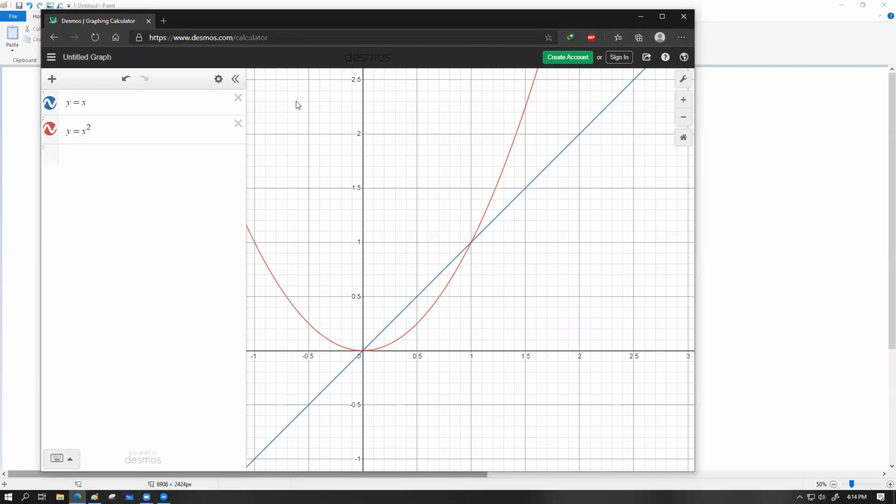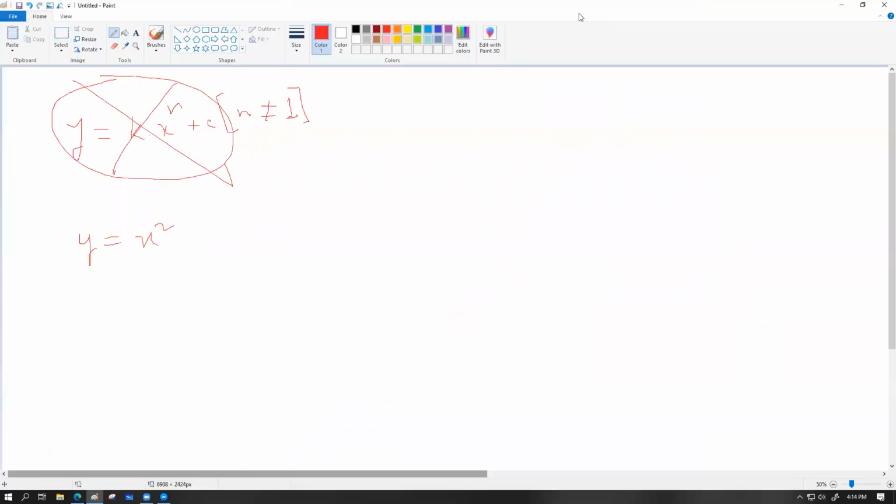So think about it. I'm going to write some values over here. Let's say x equals 0.1, then what should be the value of y? 0.1 squared. How much do you get? You get 0.01. If x equals 0.2, you get y equals 0.2 squared, which becomes 0.04. So on and so forth.